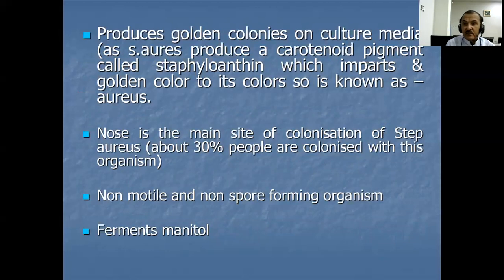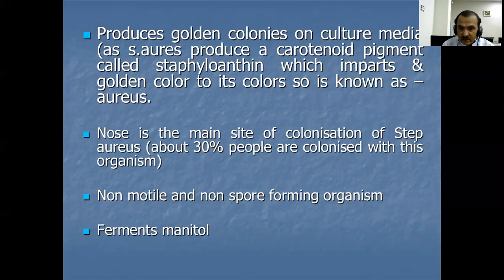Staphylococcus produces golden colonies on the culture media. It produces a carotenoid pigment called staphyloxanthin, which imparts a golden color to its colonies. It is known as aureus. Aureus is the Latin word which means golden. The nose is the main site of colonization of Staphylococcus. Thirty percent of the population is colonized with Staphylococcus aureus.